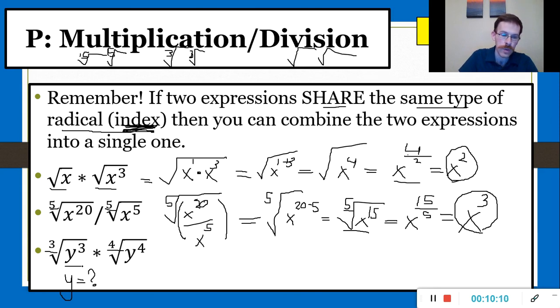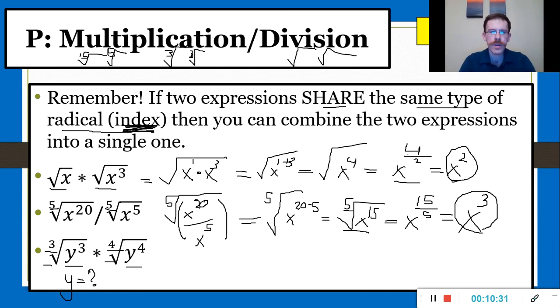Meaning I would have to figure out what y is first, then do y cubed and y to the fourth, and then take the third root, and then take the fourth root, and then multiply them. There's nothing that I can do to simplify this. I can only keep it as it is. And I don't know what y is.